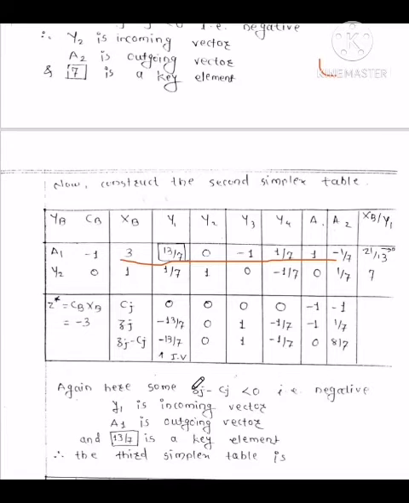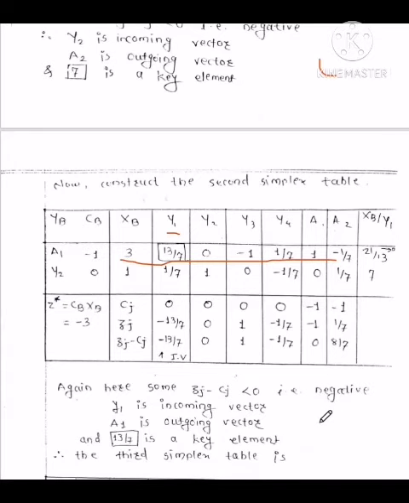Again we will observe the Zj minus Cj values. Here the Zj minus Cj values are negative. Therefore this table will not give the optimum solution. So again we have to find out the third simplex table. For that we have to calculate the incoming vector, outgoing vector, and key element. Here minus 13 by 7 is the most negative value of Zj minus Cj. Therefore the corresponding vector y1 is the incoming vector.